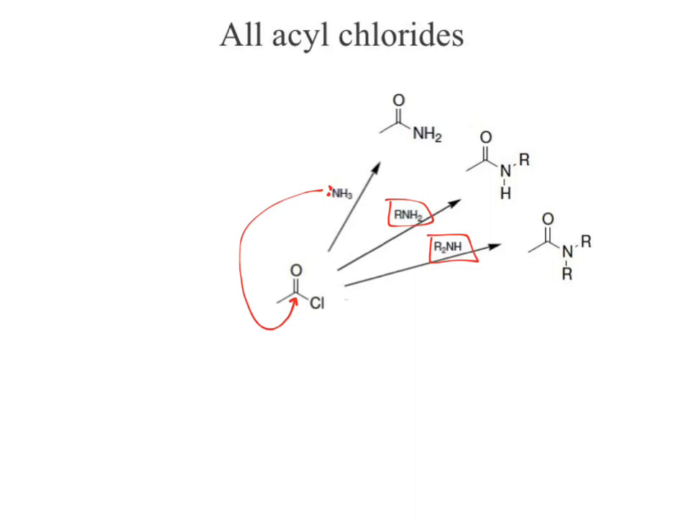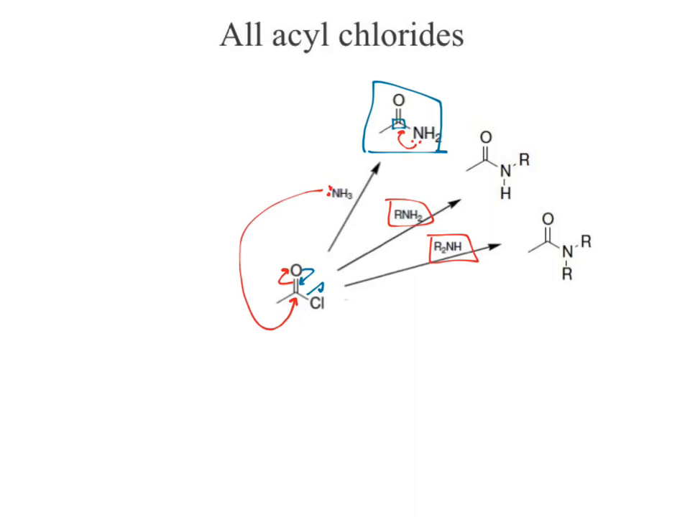Right, so what happens? Break the pi bond, right? Then what happens? Kick out the chloride. We would end up with the amide. Would that be susceptible to a second ammonia attack? Why not? Because of resonance. Okay, so you're saying this one has resonance to make that electrophile less electrophilic.